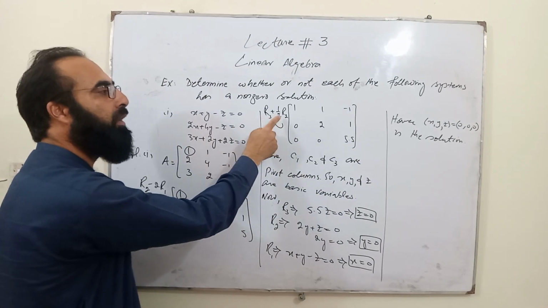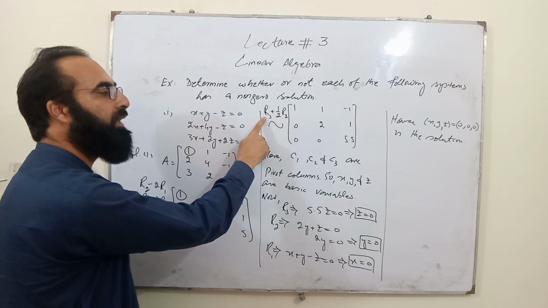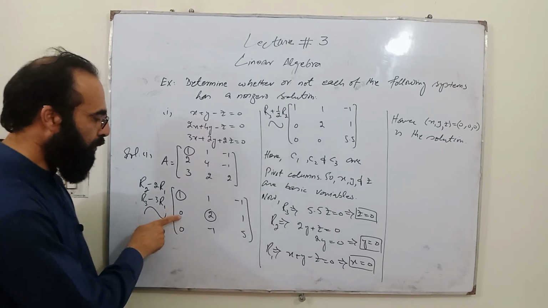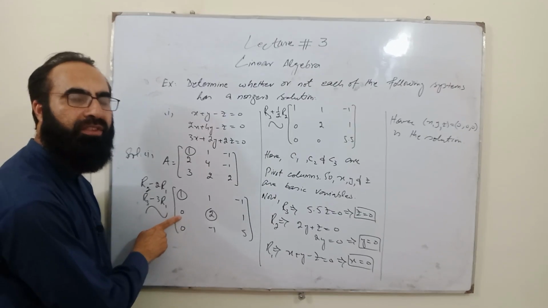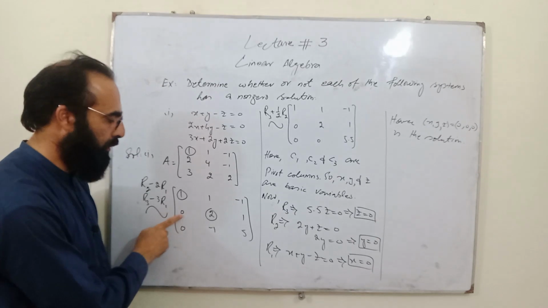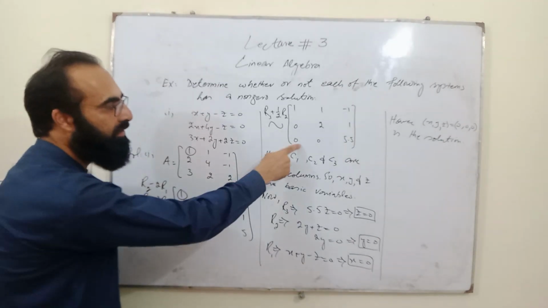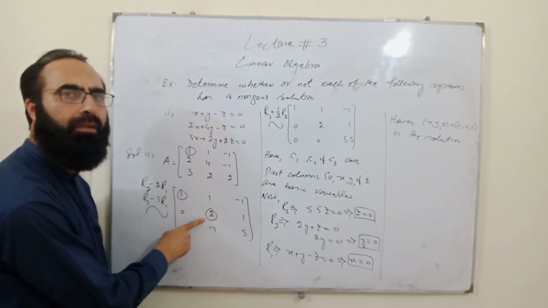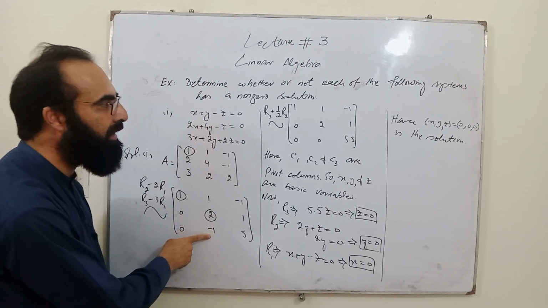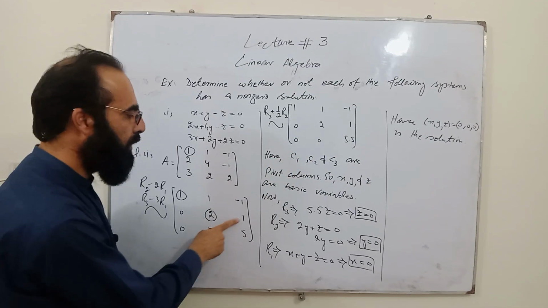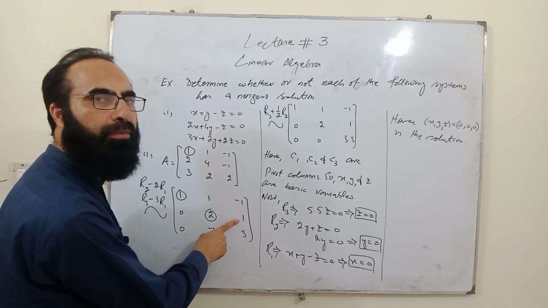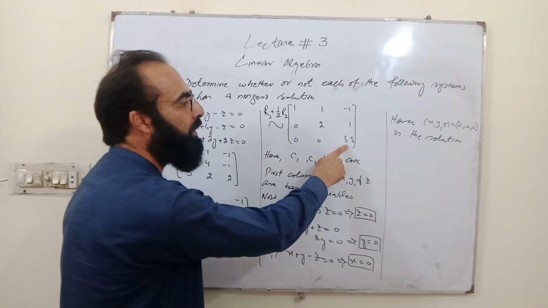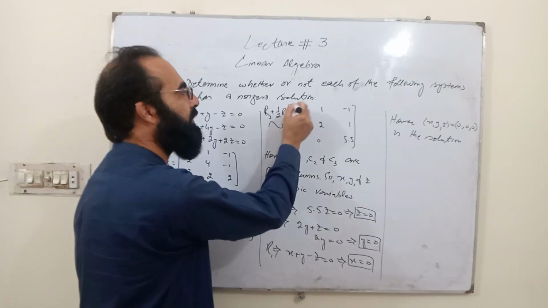Here we added 1 over 2 times the second row to the third row. The first row and second row will remain the same. Now 1 over 2 times 0 gives us 0, and adding 0 we get 0 here. Now 1 over 2 times 2 gives us 1, and adding that 1 to this minus 1, we will get 0. 1 over 2 times 1 gives us 0.5, and adding that 0.5 to this 5, we will get 5.5. Now look at this matrix.